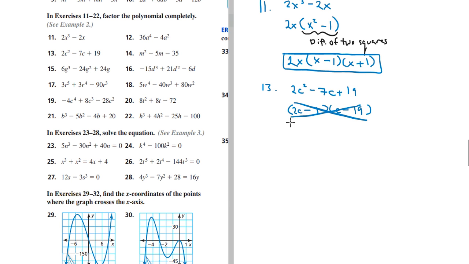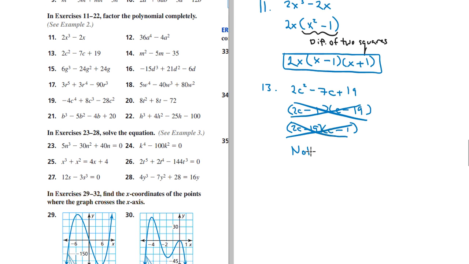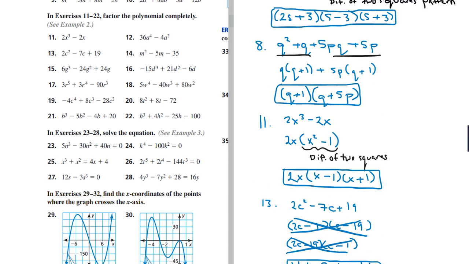So I'm just going to show that this one didn't work, and 2c minus 19 and 2c minus 1 did not work. So if you try all the possibilities and none of them work, what we say is that it is not factorable, or unfactorable. And there was no greatest common factor, so we couldn't do anything to factor this. This is not factorable. All right, I believe we had to do number 15, 11 through 15.